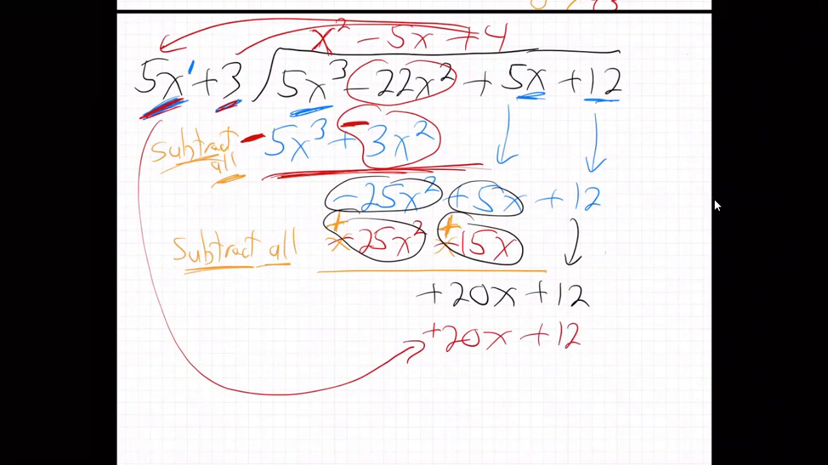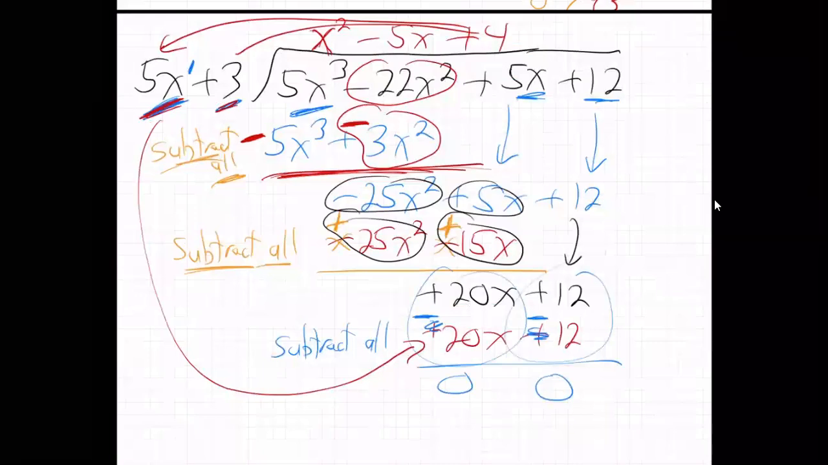It's perfect. You know what to do, right? Draw your line, subtract all, which means get rid of that, change to minus, get rid of that, change to minus, 0, 0, right? 20x minus 20x, 12 minus 12, 0, 0. So that's 0, 0 remainder. If we had a number here other than 0, then that would be our remainder. We happen to get a 0 remainder.